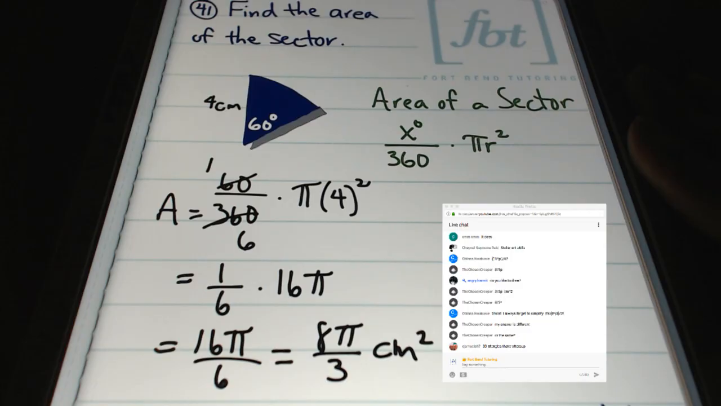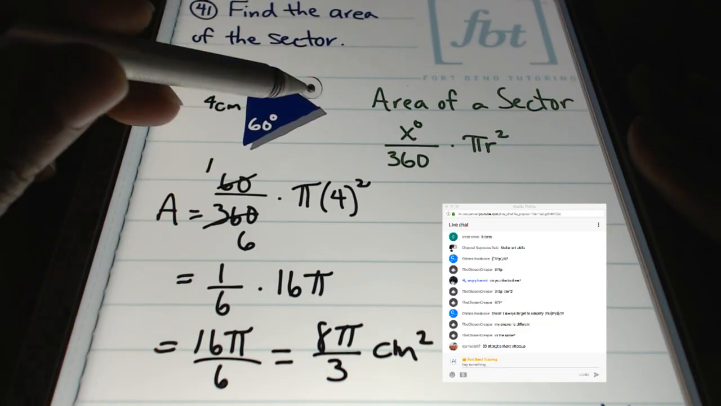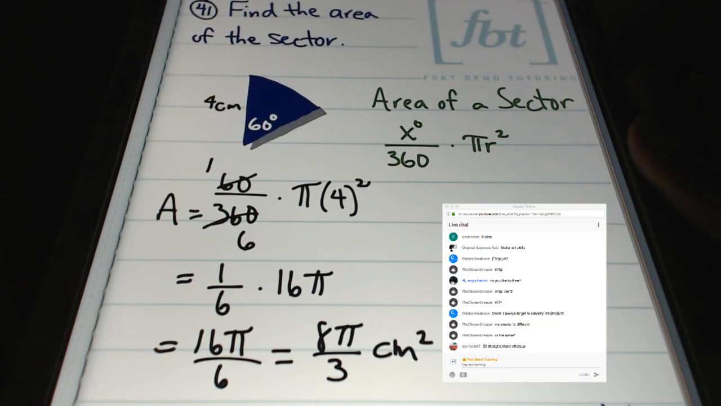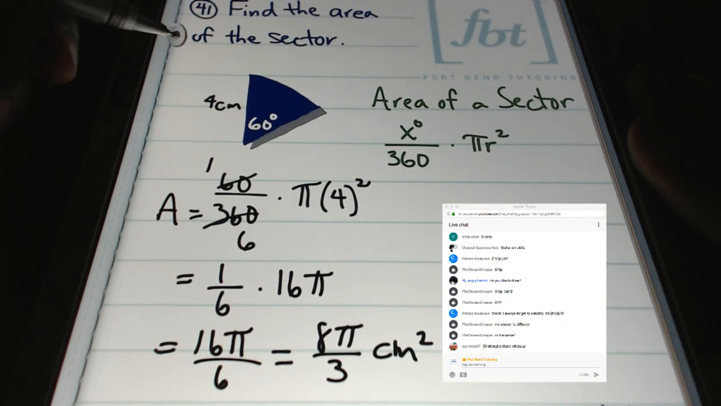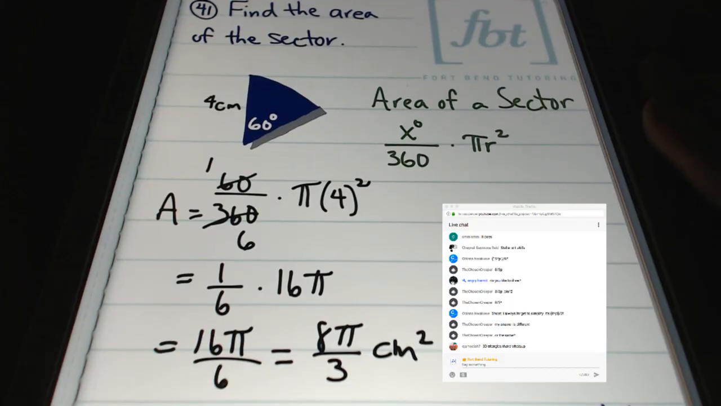Jamila says 3D triangles. It's not a triangle. It's supposed to be a part of a circle, guys. That's what it's supposed to be. It's not a triangle. It's a sector. It's like this. See, now y'all got me second guessing my art skills here.